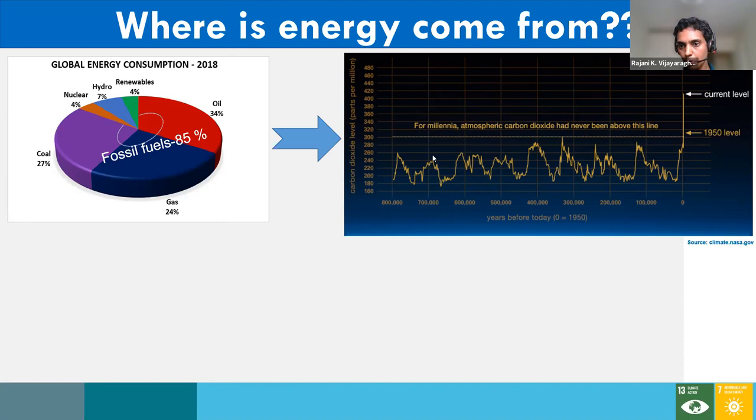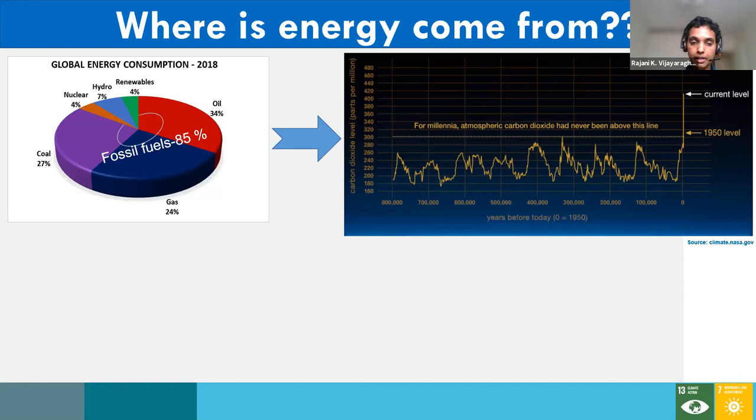Now, if you look at this 1950 level, we already started increasing the carbon dioxide level in the atmosphere. And at the current time, like in 2020, this is the current level of carbon dioxide in the atmosphere, you can see that it is very close to 420 parts per million. That means if we keep on burning fossil fuel like this, we will reach that 450 parts per million limit by nearly 2050 itself. That is a very alarming situation.